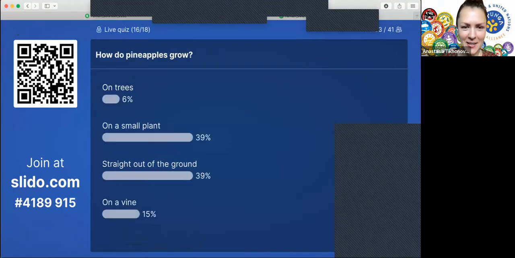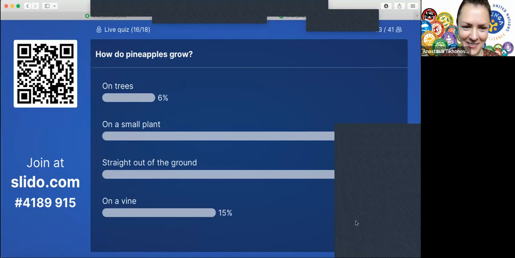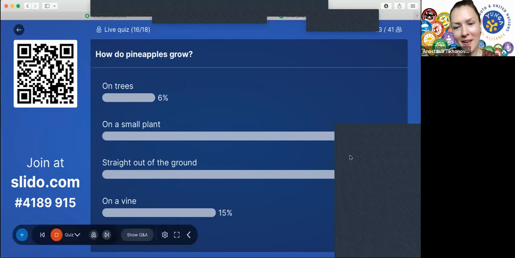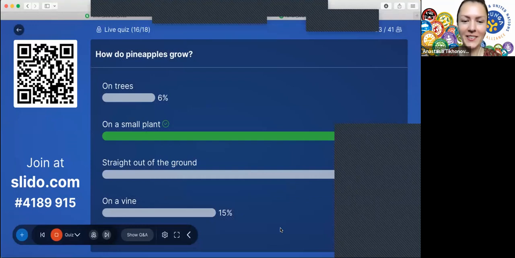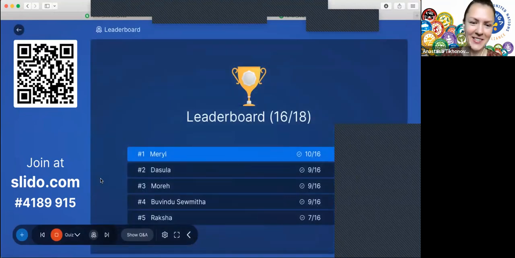And you answered, okay, again, answers divided. So, well, actually it was a tricky one as well. So let's see. Actually, the pineapple grows in the center of a small plant that only bears a single fruit. So actually, yeah, it might seem that it was growing straight out of the ground, but actually there's this small plant underneath. Meryl, still our first leader.